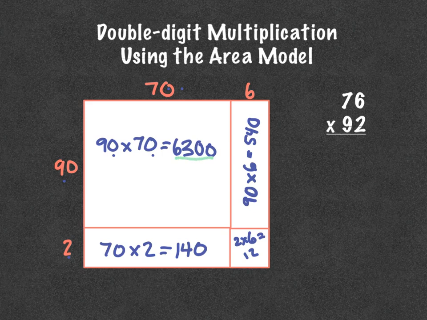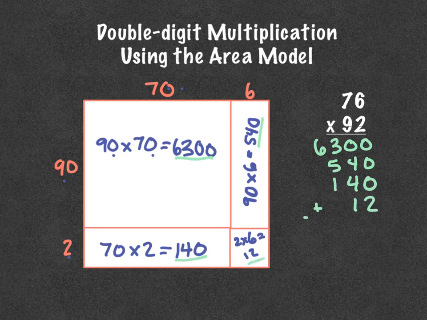So we're going to take this 6,300 and we're going to add the next one. So we've got 540, and then we have 140, and then we have 12. And then we can add them up. So we get 2, 4 plus 4 is 8, plus 1 is 9. 3 plus 5 is 8, plus 1 is 9. And 6. So the answer to this problem would be 6,992.